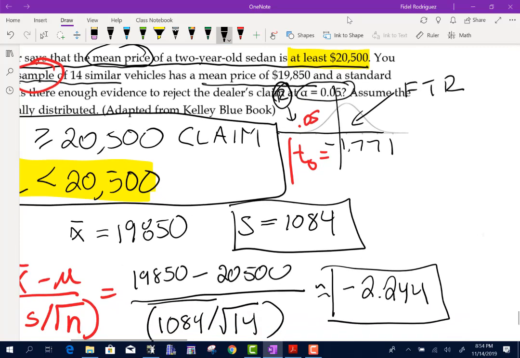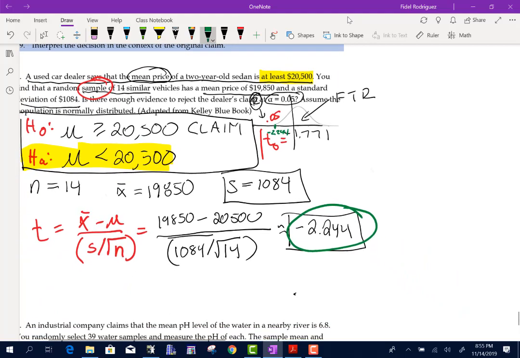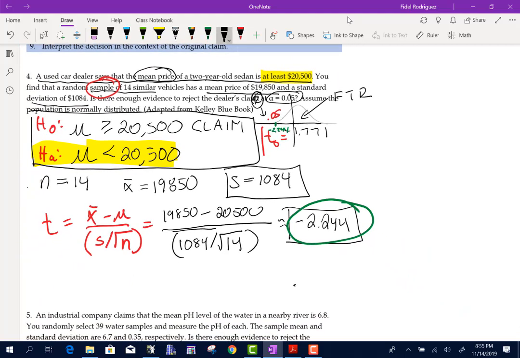My question to you, look at the t-value that we came up with, right? This was the t-value we came up with. That -2.244, would that be to the left of this number, or would it be to the right of this number? To the left, right? Wouldn't it be further over here? -2.244. Okay, so are we in the rejection zone? Okay, so now what we're going to do, we're going to reject the null hypothesis, right? Okay.